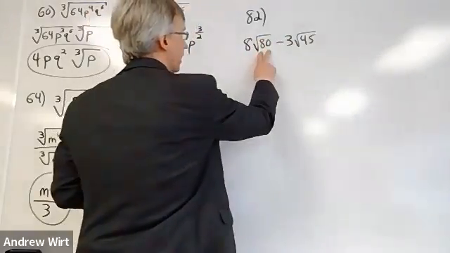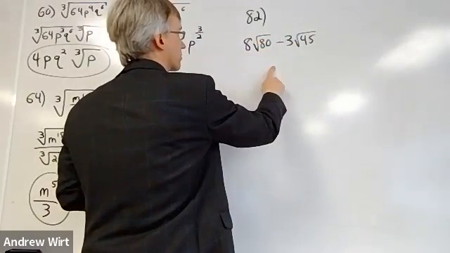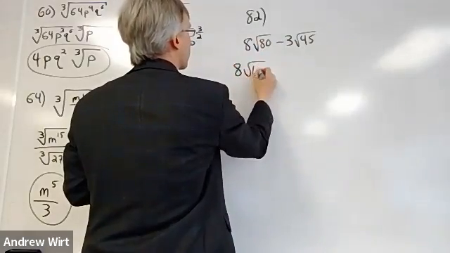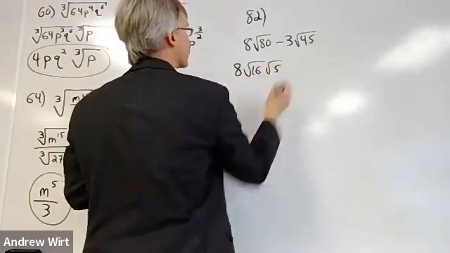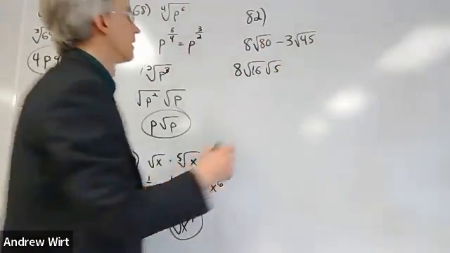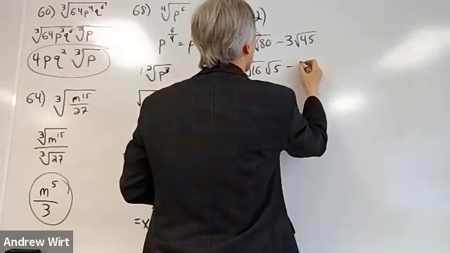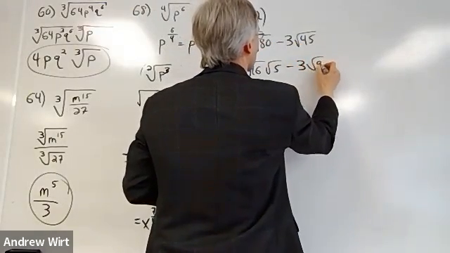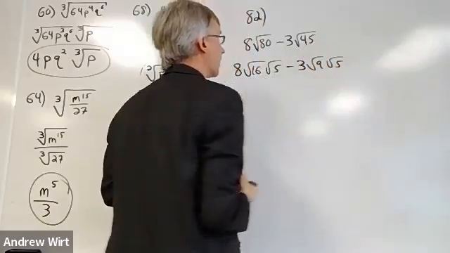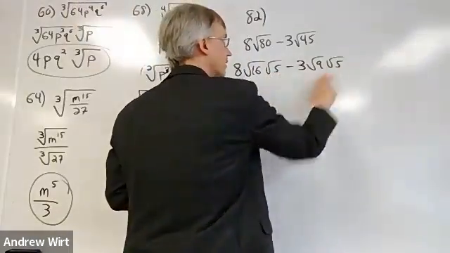Now this one can be simplified by splitting this up into a perfect square times something else that gives us 80. And those two numbers are 16 and 5. 16 is a perfect square. We can do the same thing over here. We break up 45 into 9 times 5. 9 is a perfect square. And that gives us the matching radical, square root of 5.